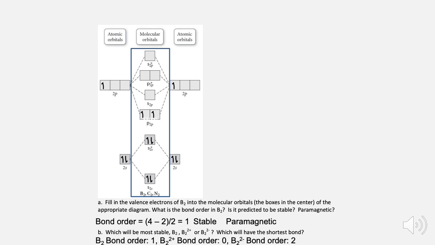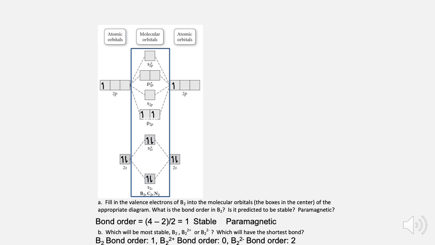With B2 2 minus, we're going to add both of those electrons to that same bonding orbital, the pi 2p. So in fact, our bond order is going to be higher. It's going to be 2 for that B2 2 minus. So it's going to be more stable. And when it's more stable, when we have more electrons in bonding orbitals, it's actually going to decrease the length of our bond. It's going to be a shorter bond. It's going to be a more stable molecule overall.